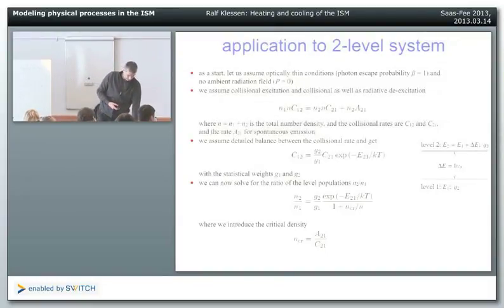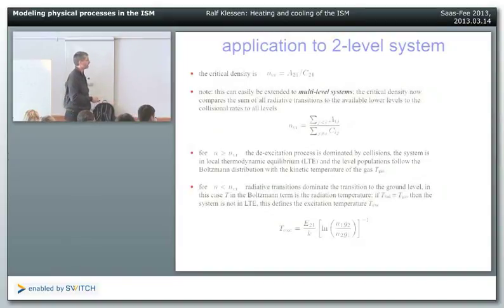If I'm above this density, this can easily be extended to a multi-level system. I just need to look at all downward reactions, and collisions can also occur in energetically higher states. So the sum here goes over all possible states except my own, and this goes only over states that are below my own. So notice that there is a difference between the radiative transitions and the collisional transitions. Good. So if the density is larger than this critical density, the de-excitation process is dominated by collisions.